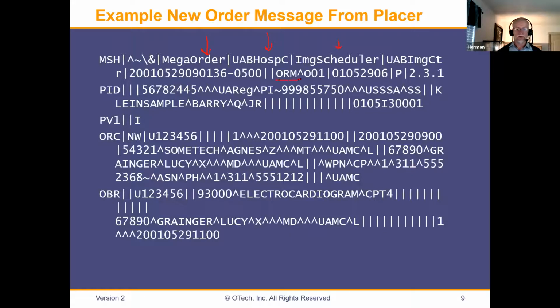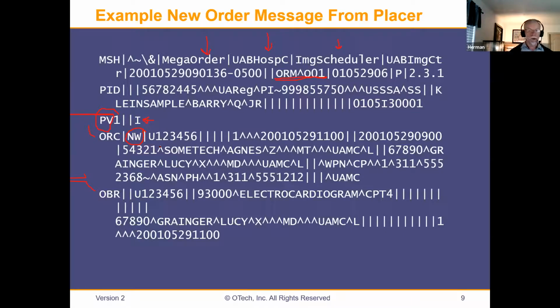Oh, cool. ORM 001 means an order message. What kind of an order message is it? There are 2 components. There's the ORC and the OBR. It's an NW, new order. I'd like to also highlight this one. See, patient visit. This is actually the patient class, I. Any idea what it might mean?